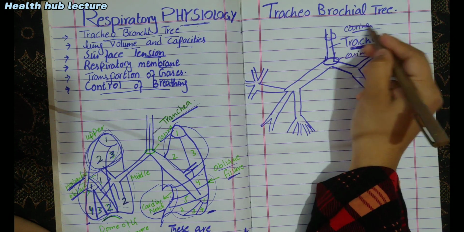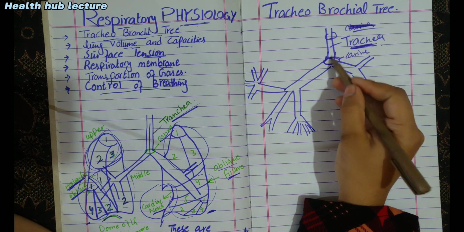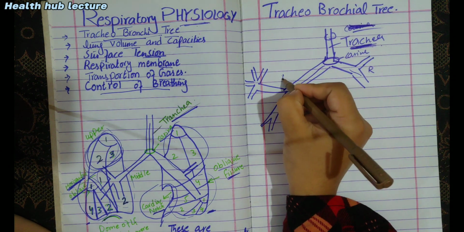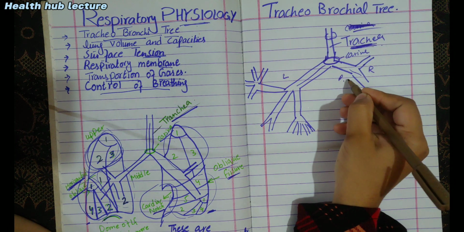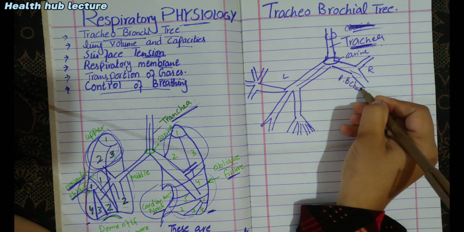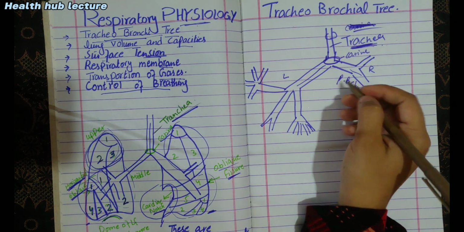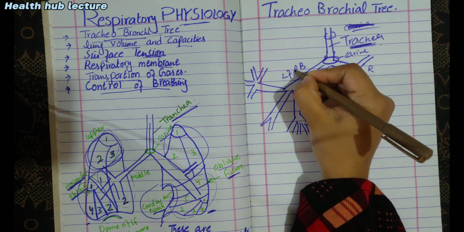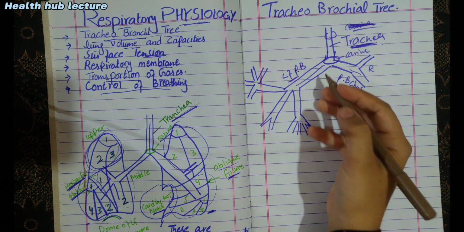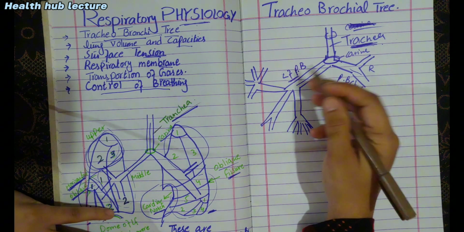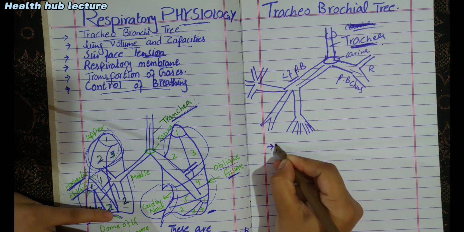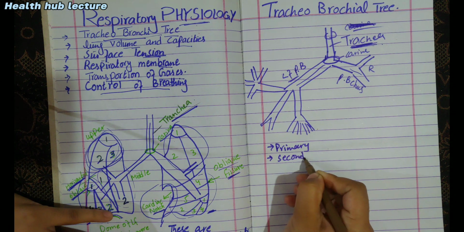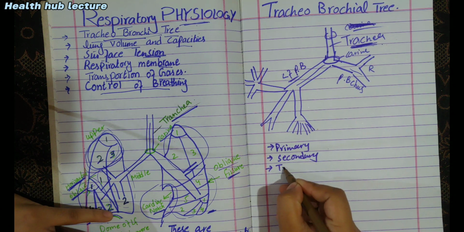From this junction it is divided into two, this one is the right and this one is the left. Sorry, this is the right primary bronchus and this is the left primary bronchus. I wrote it in short words, I hope you can understand. And now it is divided further: first into primary, then secondary, and then tertiary.